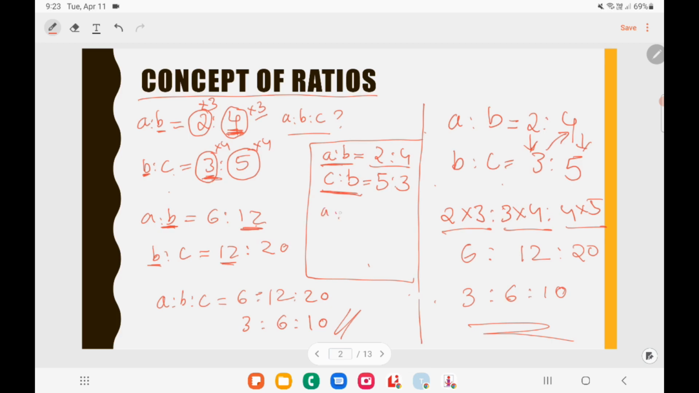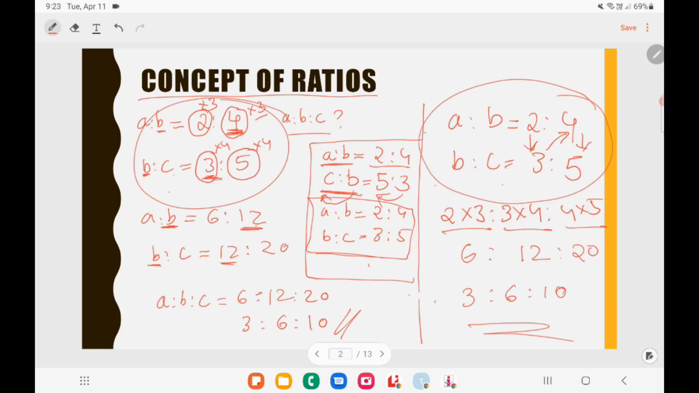So here now, what will happen? A is to B is 2 is to 4. Now what you need to do is rotate this one. Similarly, you need to rotate this one also. So B is to C becomes 3 is to 5. So after making it in this order, you can apply this trick or this trick. Any trick if you want, you have to do it like this and then you can do the question. This one you need to remember.